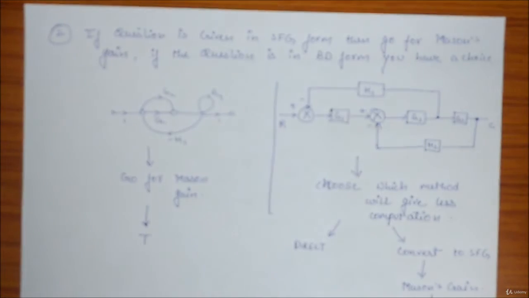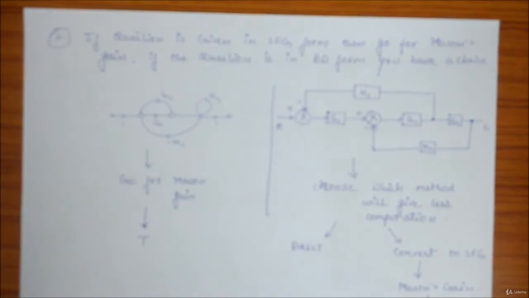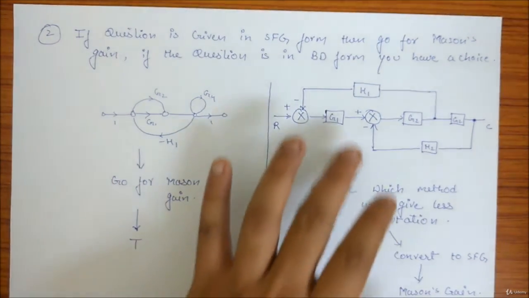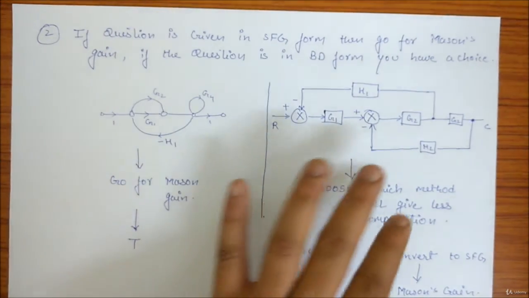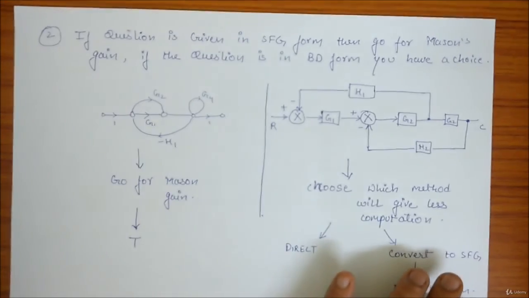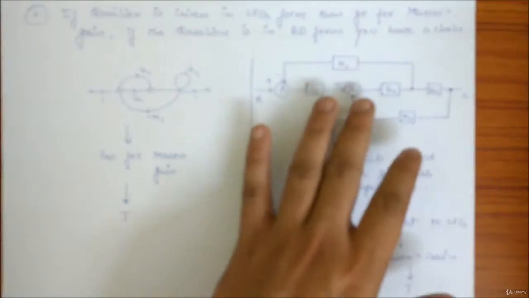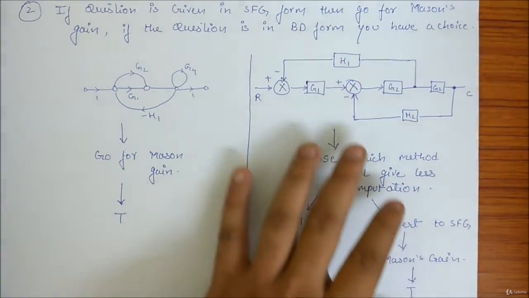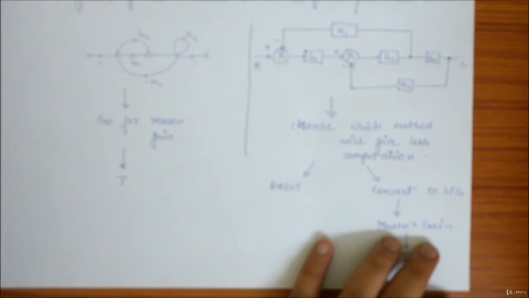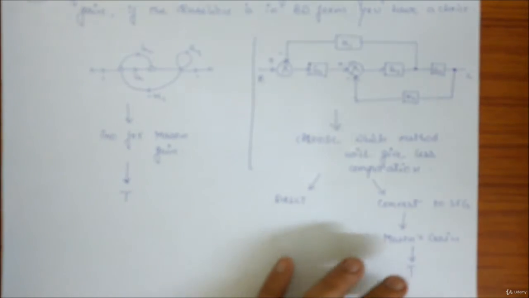Accordingly, he or she will decide which method is beneficial. If they go directly with the block diagram reduction technique, fine, and if he or she decides to go with the SFG method, then you have to convert this block diagram to SFG, which I taught you in the last videos. Then apply Mason's rule and then compute the transfer function.